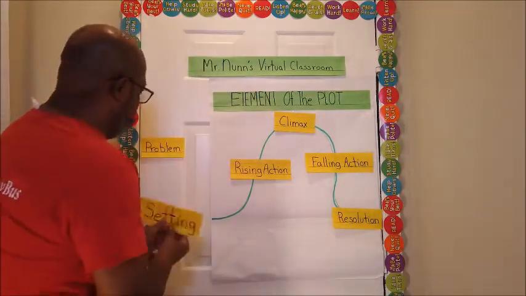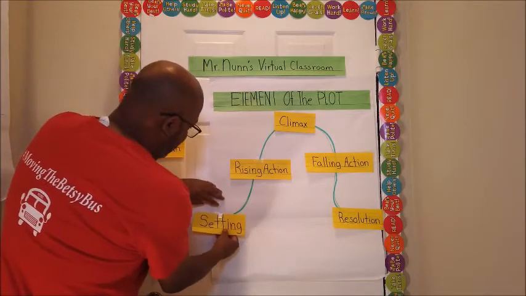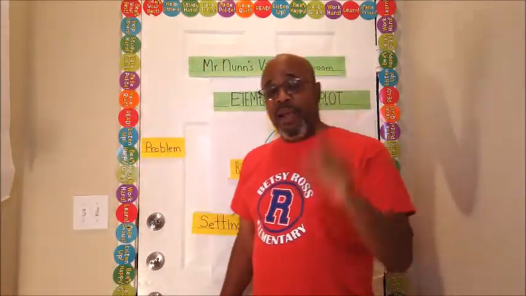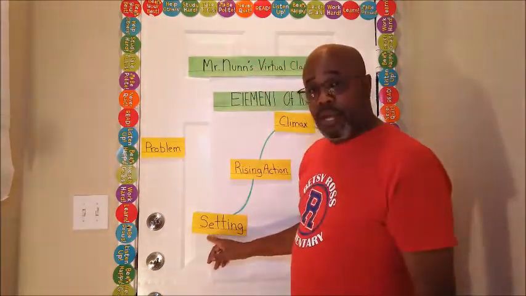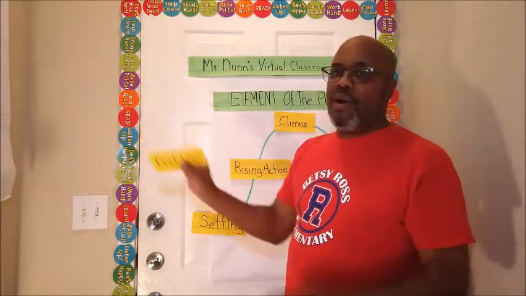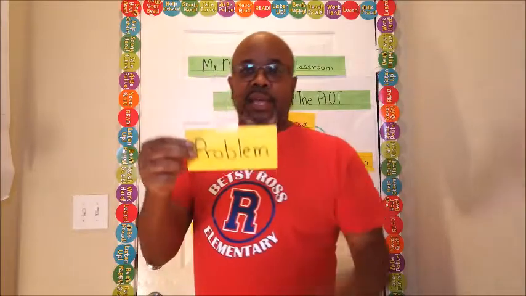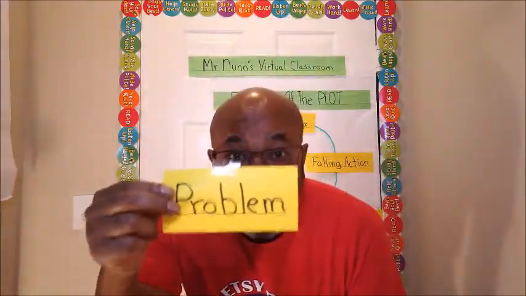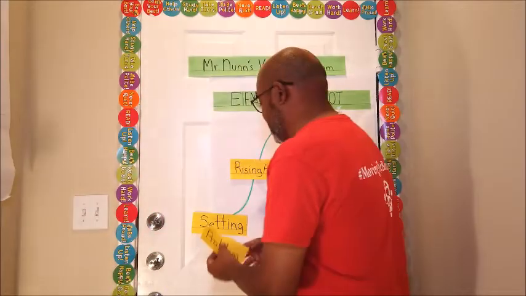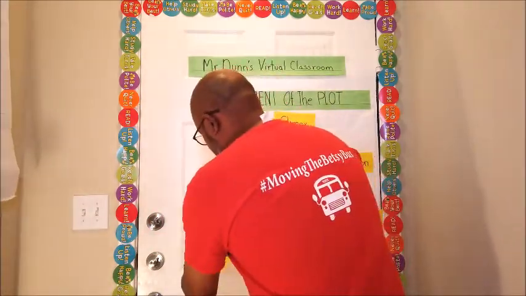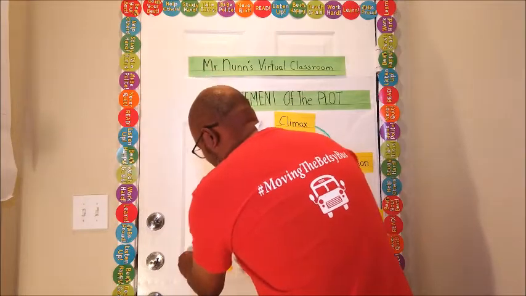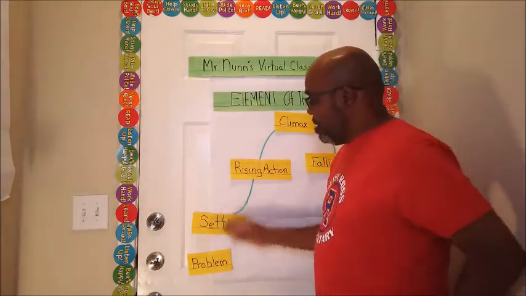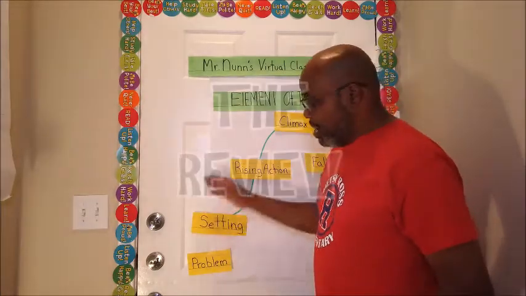Now, before you start the story, you have to have a setting. Okay? The setting is where and when the story took place. And no problem, you cannot have a story without a problem, a conflict. Now, I always like to put the conflict next to my setting. And this is also where the characters will be, right here.